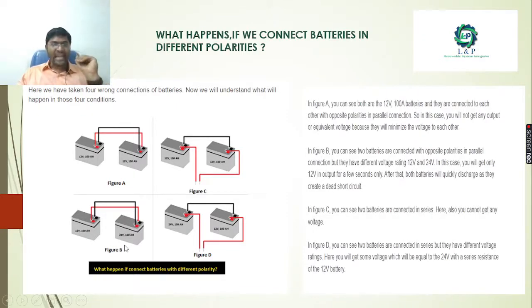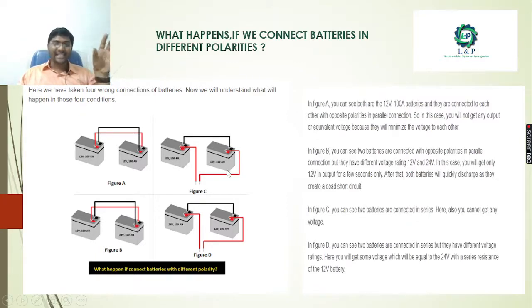Okay, see here in the second figure we have a 12 volt 100 Ah battery, and also we have another battery which is 24 volt 100 Ah. In this also, the connection that we are doing is positive and negative wires are connected together, and negative of the first battery and the positive of the second battery are connected together. So here what will happen, since the second battery's voltage is little more than the first battery, for a few seconds we will get 12 volt. Because of this dead short circuit, okay, both the batteries will discharge quickly. So this is also a wrong connection.